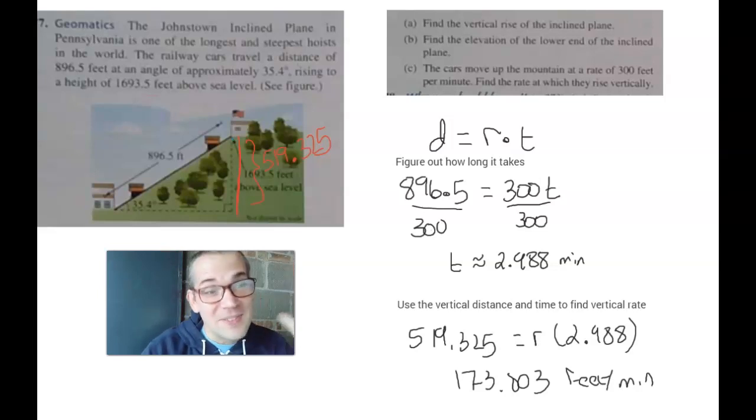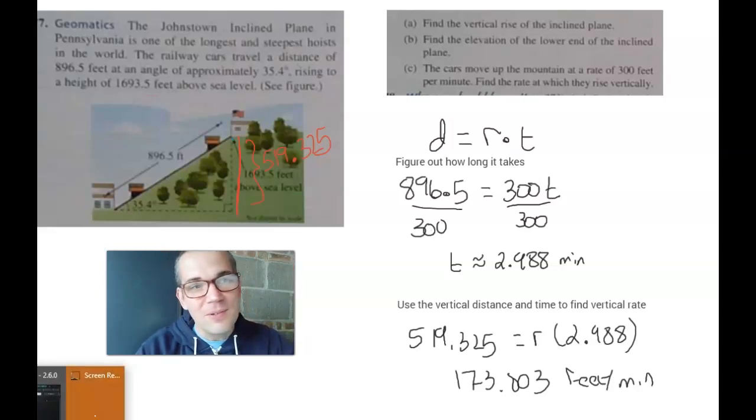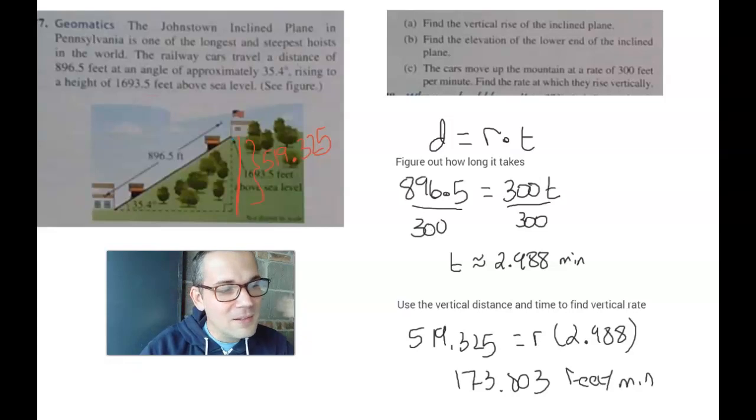I hope this one makes sense. If this still does not jive with you, this distance equals rate times time thing, again, office hours, email, private comments, all kinds of ways.